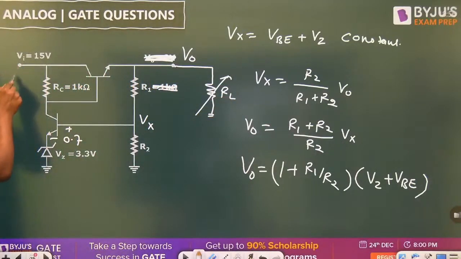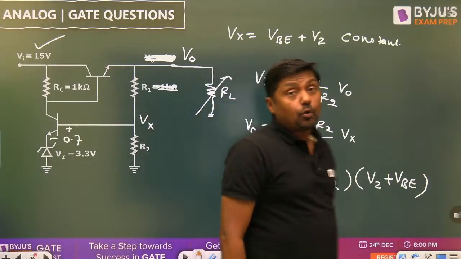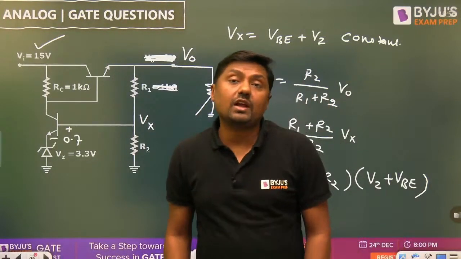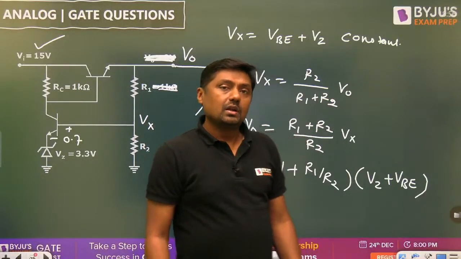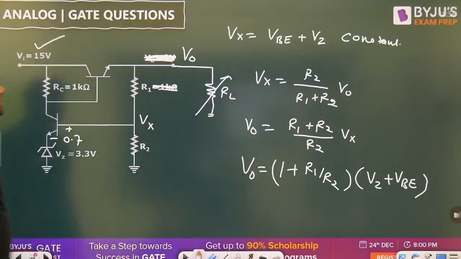It is independent of variation in what? 15 volt. And therefore it will provide what? Line regulation as well as load regulation. Both are provided by this.